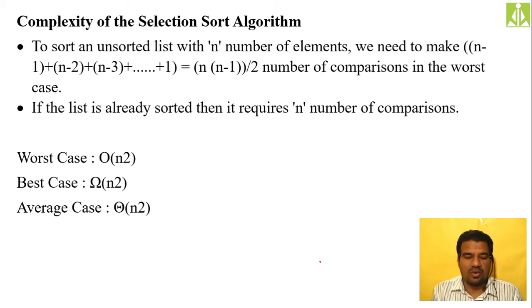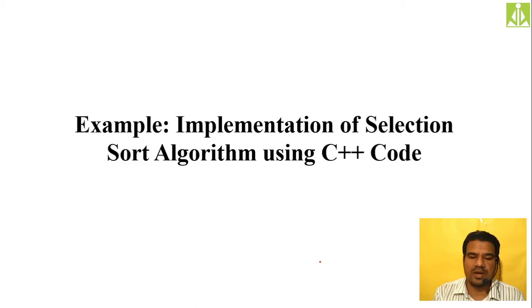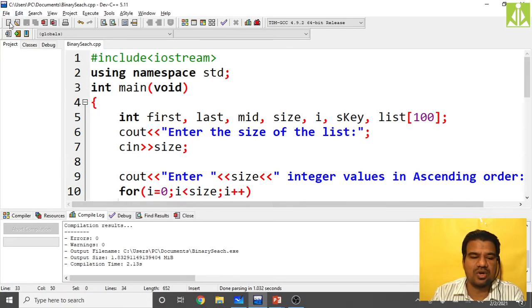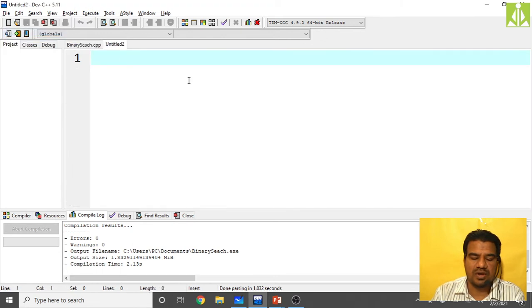So quickly we go. Time complexity, in the worst case, it is order of n square. Best case, in all cases, n square only. So quickly we see the program for implementing this selection sort algorithm. Again, we have to start.